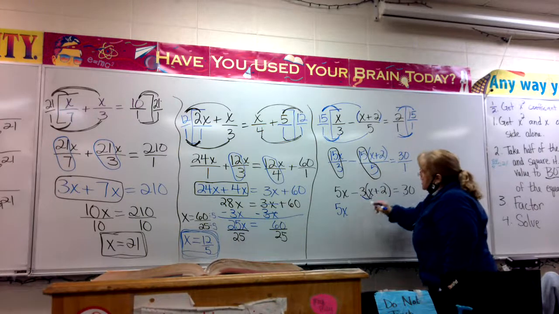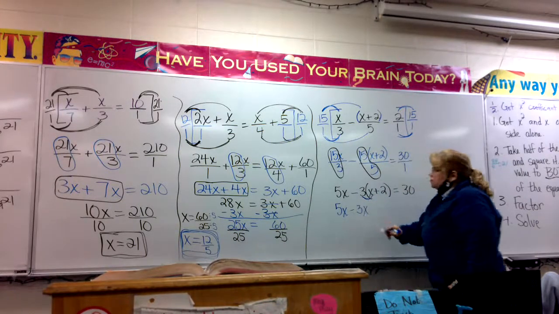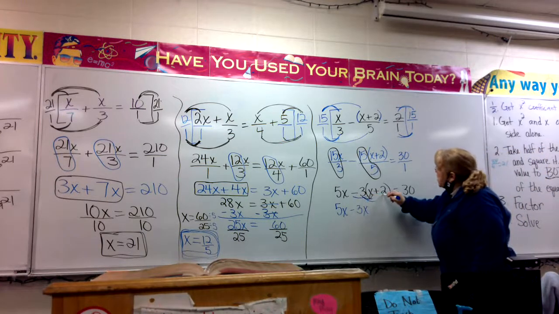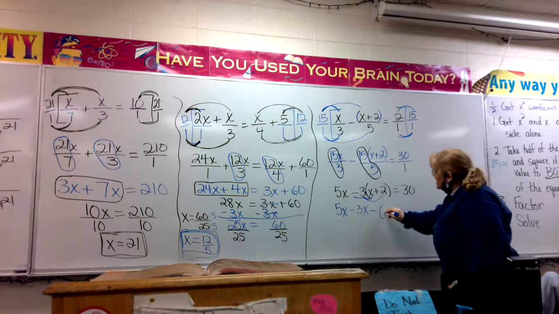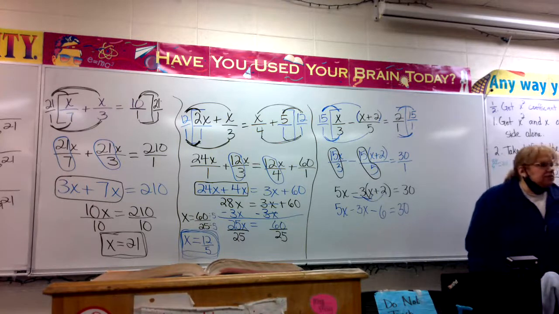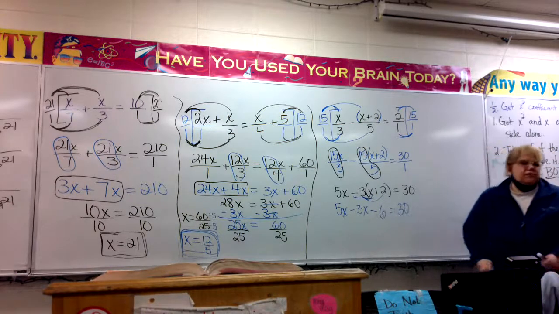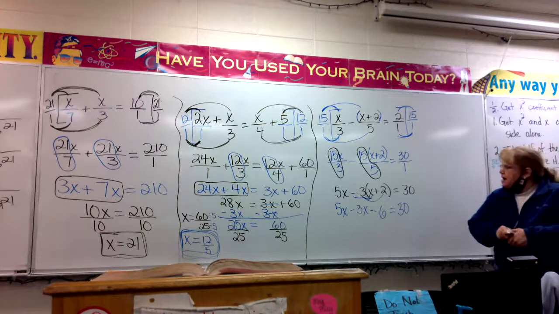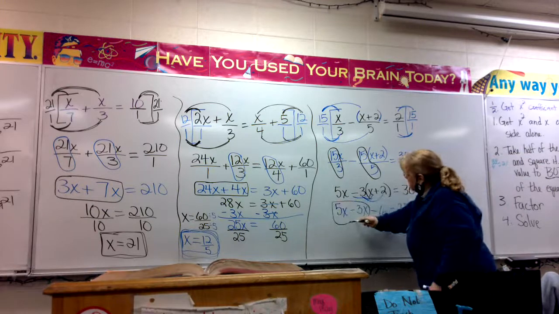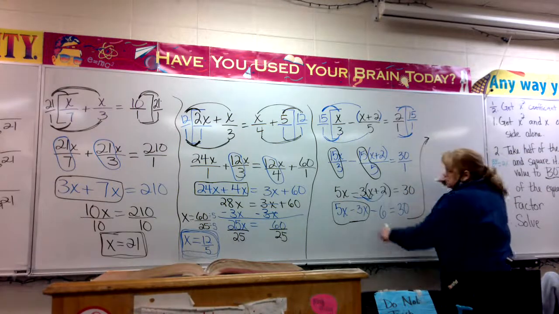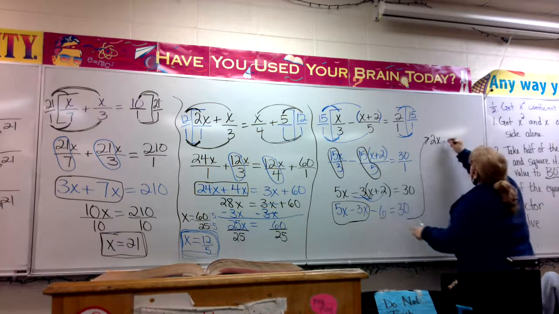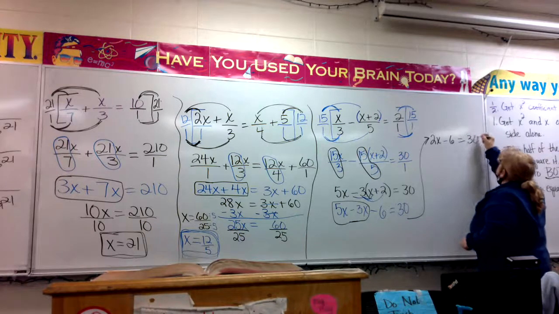What's negative 3 times x? Everybody will get that one right. Here's where you'll mess up. What's negative 3 times 2? It's negative 6. If you multiply it out and then reduce, that's where you're going to make your mistake right there. Now what? Well, now you just finish it up like usual. Combine the x's. What do you get there? 5x, take away 3x. I believe that's 2x. Minus 6 is 30.